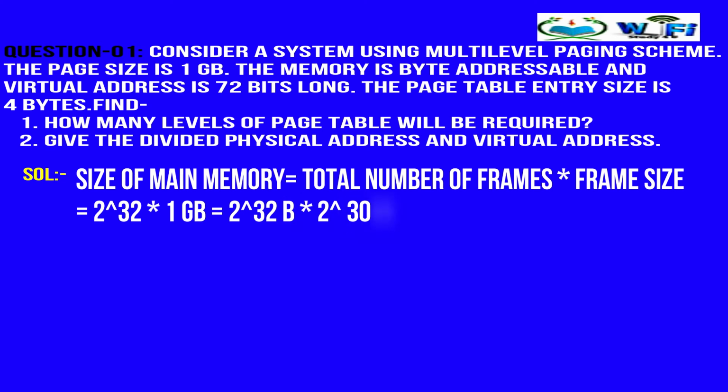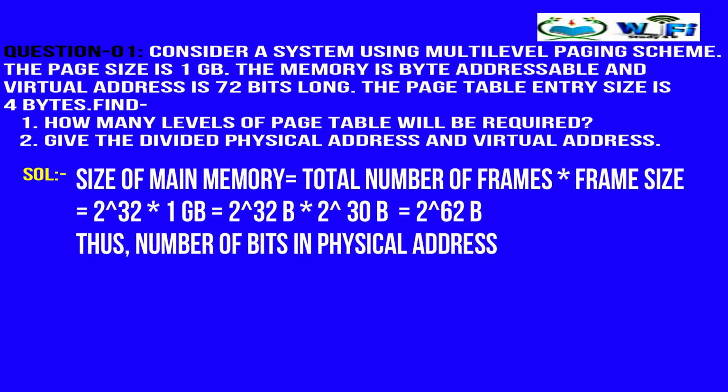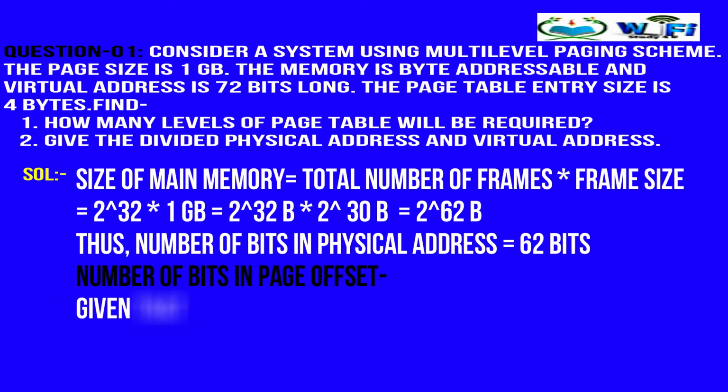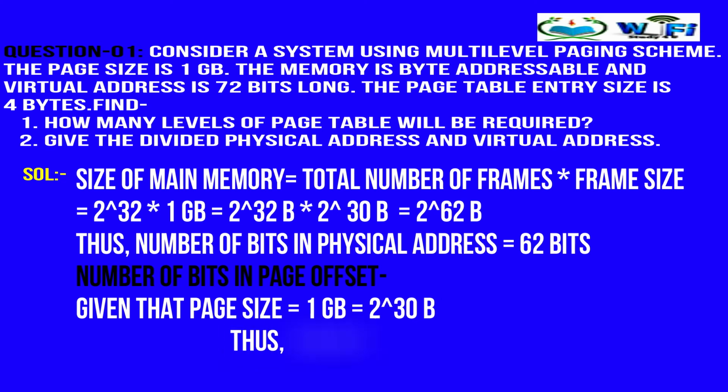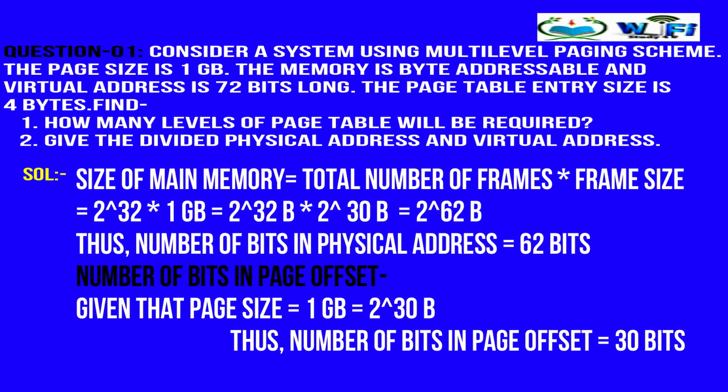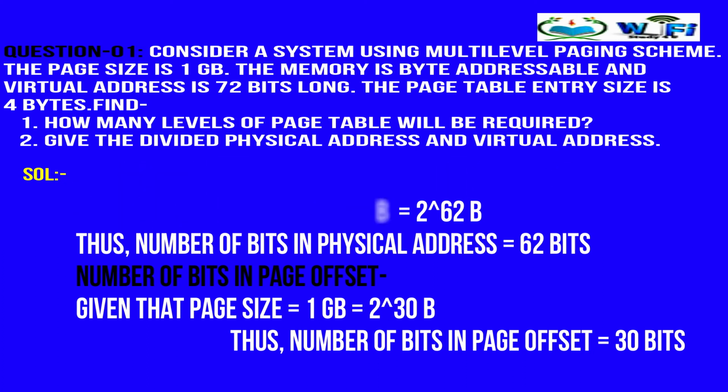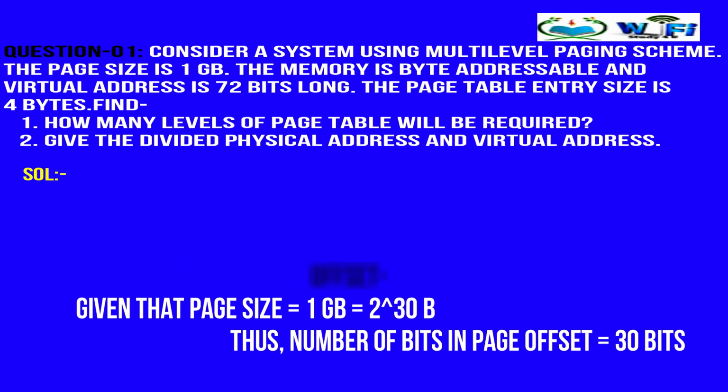Size of main memory equals total number of frame times frame size. Total number of frame 2 to the power 32 times 1 GB equals 2 to the power 32 byte times 2 to the power 30 byte equals 2 to the power 62 byte. Thus number of bit in physical address equals 62 bit. Number of bit in page offset: second, you can find out the page offset. We know that according to the question, page size equals 1 GB equals 2 to the power 30 byte. Thus number of bit in page offset equals 30 bit.